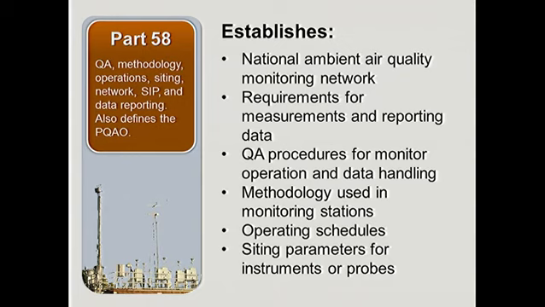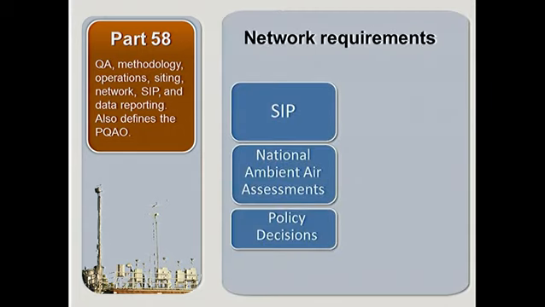Part 58 additionally establishes a national ambient air quality monitoring network that provides air quality data upon which to base policy decisions. It contains requirements for ambient air quality, for reporting, for the daily reporting of the Air Quality Index. It also includes QA procedures for monitor operation, for data handling, monitoring methodology, operating schedules, siting criteria for instrument probes, and a plethora of other things.